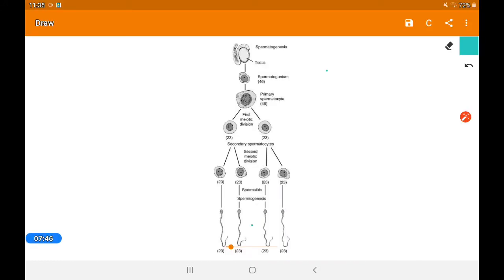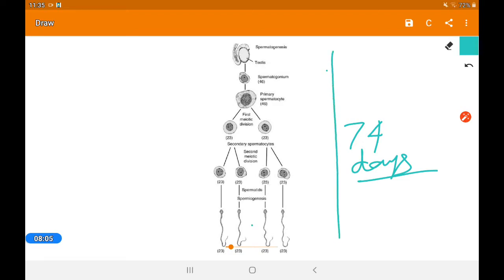Spermatogenesis takes place in males above 15 years old, and it continues till death. This process takes 74 days to complete. Now, come here to the diagram.